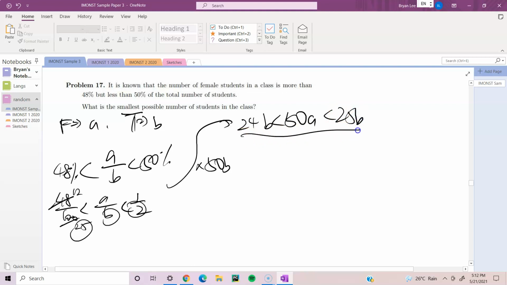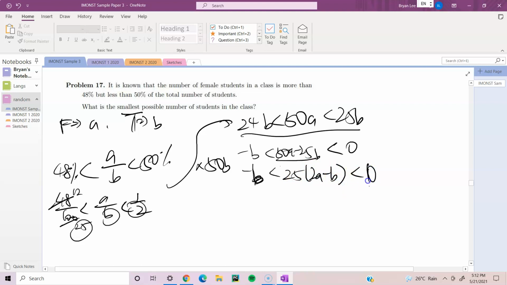Now, if we minus all three by 25b, we will have our rightmost set as 0, and then we will have 50a minus 25b over here, and then we will have a negative b over here, right? So we want our negative b to be the maximum because b is the minimum. So negative b is larger than, we can take a 25 here. So 25 times (2a minus b), then 0, right?